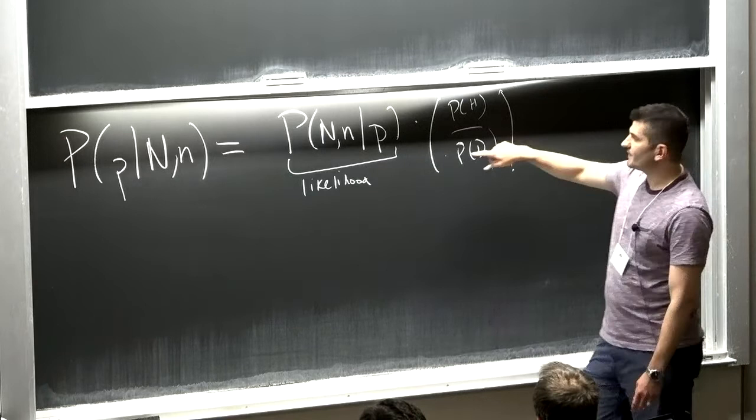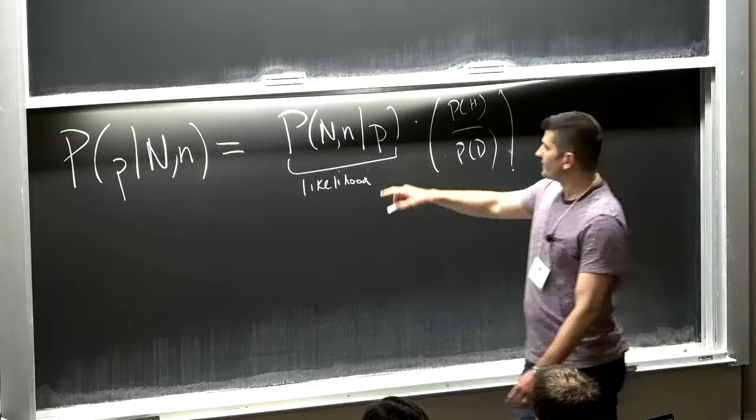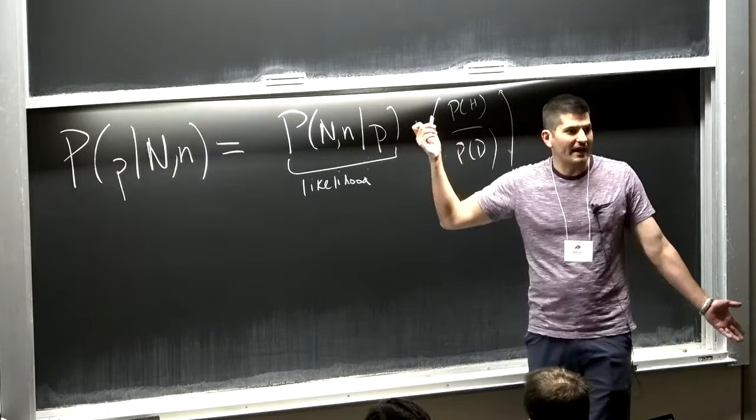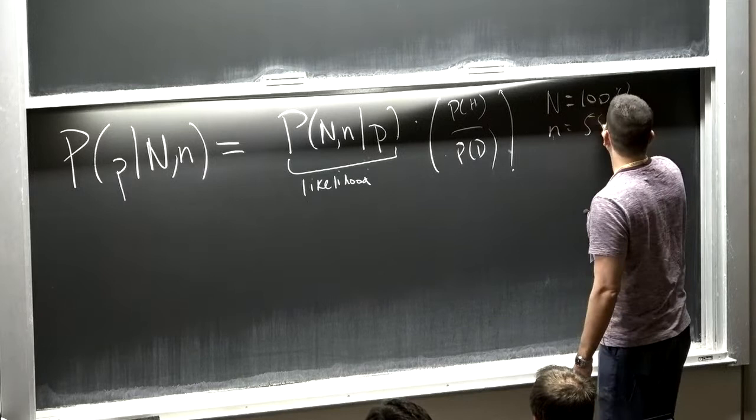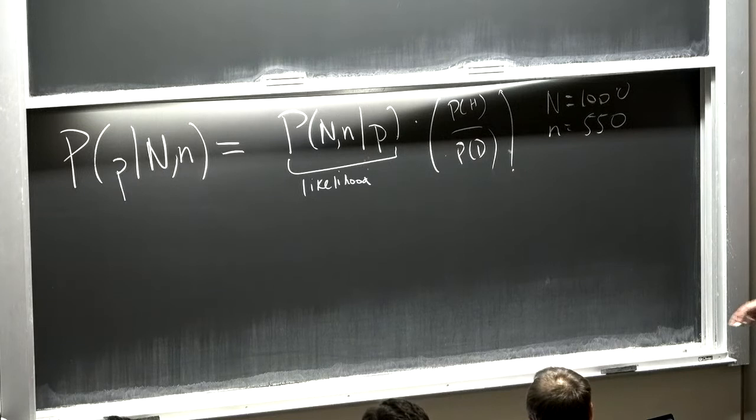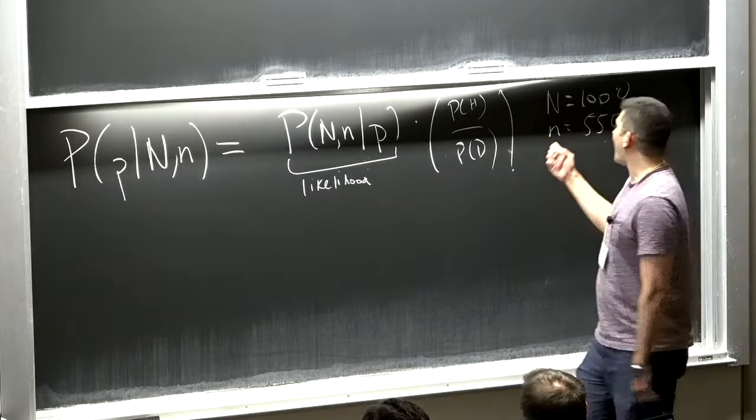Calculating this quantity is something we know how to do. We take a fixed p that we're guessing. That's our hypothesis. Let's say, just for reference, we flip it capital N equals 1,000 times, and we get little n equals 550 heads. We want to figure out what possible p is consistent with this. For example, you could say, well, I still think it's a fair coin. What is the probability that a fair coin produced this outcome?